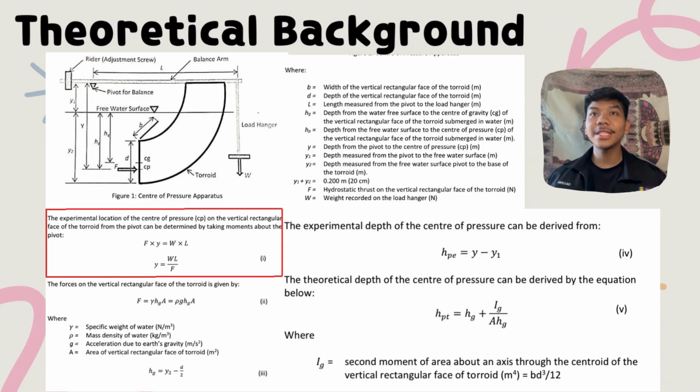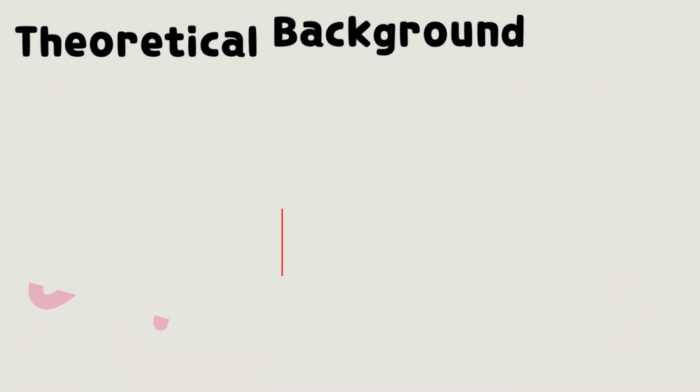The experimental location of the center of pressure on the vertical rectangular face of the toroid from the pivot can be determined by taking moments about the pivot. So F times Y equals W times L. So we can conclude that Y equals W times L divided by F.